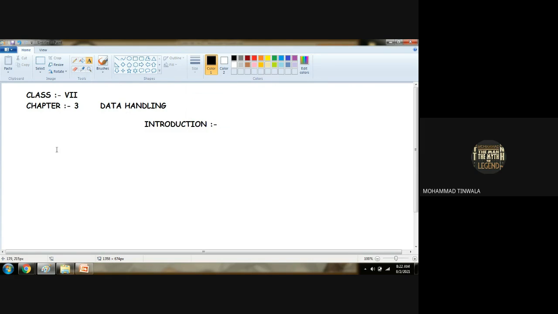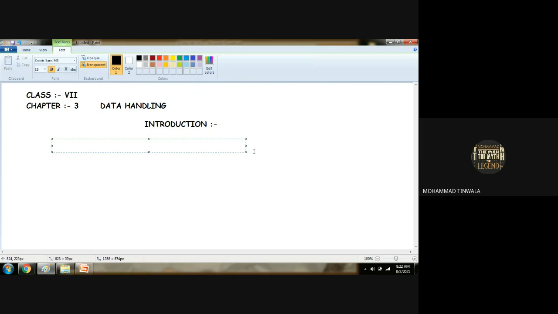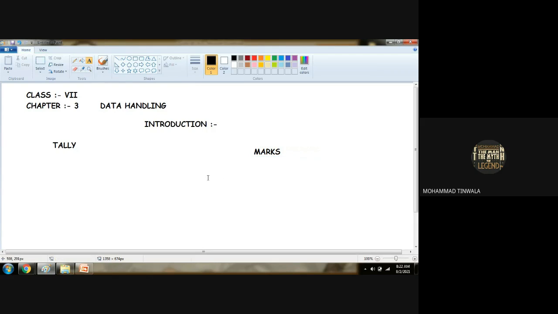So now in this point, we have to study tally marks. What do you mean by tally marks? Can anyone tell me?